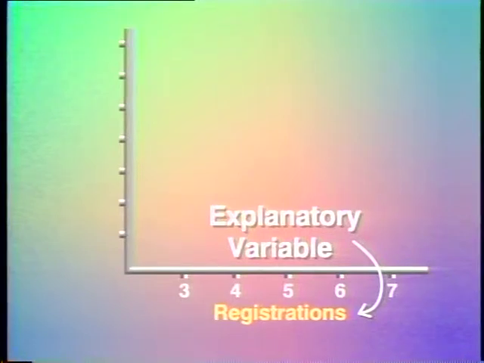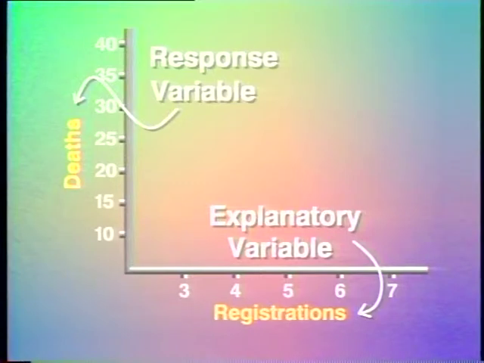We choose boat registrations as the explanatory variable because we expect that the more boats that are in the water, the more manatees will be killed, everything else being equal. Or, to put it another way, we assume that the number of manatees killed is a response to the number of powerboats in the water. So we call the number of manatees killed the response variable and plot it on the vertical axis.